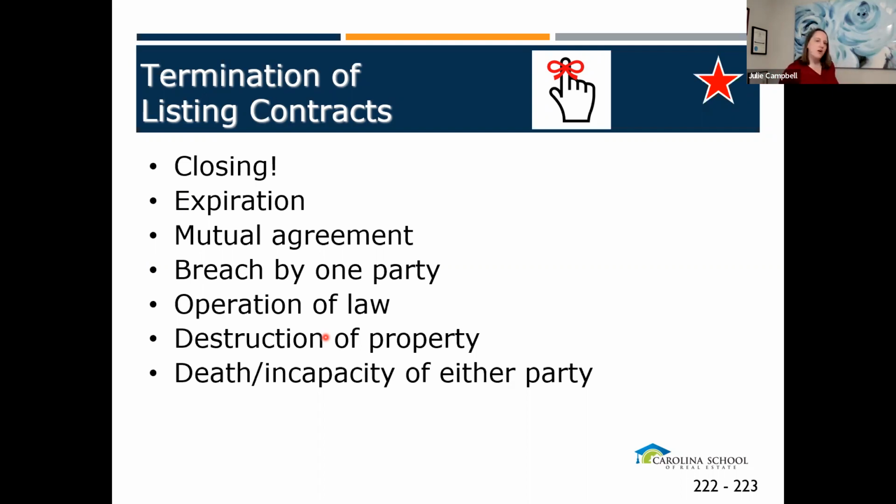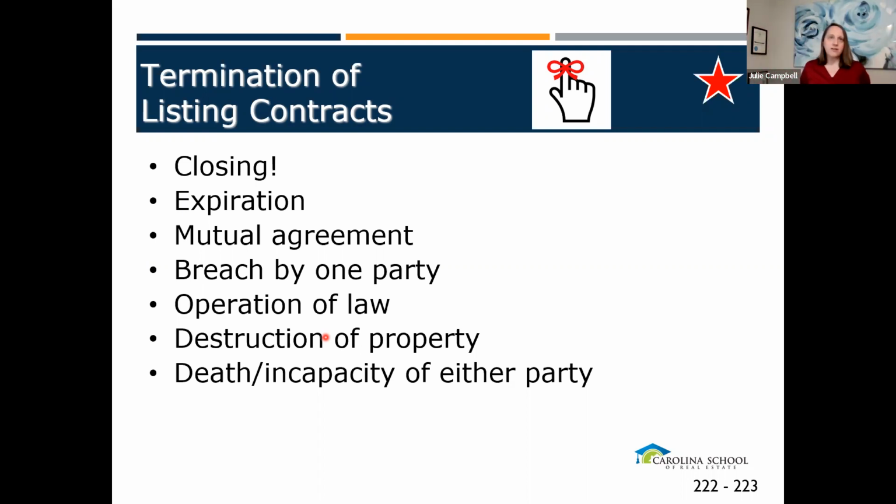We know that all of our agency agreements must have a definite end date. They have to have an expiration date. And when they're over, they're over. We can agree to extend it, but if we don't, at 11:59 p.m. on our expiration date, our relationship is over.